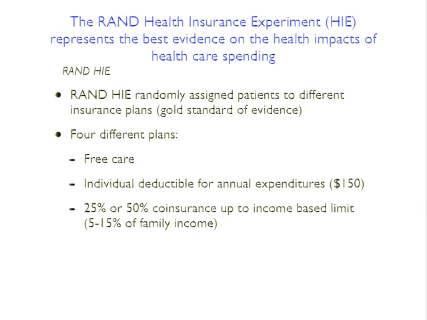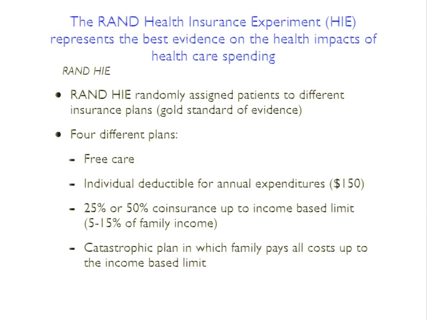And then the last one is the least generous, just a catastrophic plan. Basically, you have to pay all the costs up to an income-based limit. You can think of it as this one with a 100% coinsurance rate. So if you had $60,000 income and the limit was at 10% of your income, then you'd have to pay $6,000 of healthcare costs until your insurance plan kicked in.